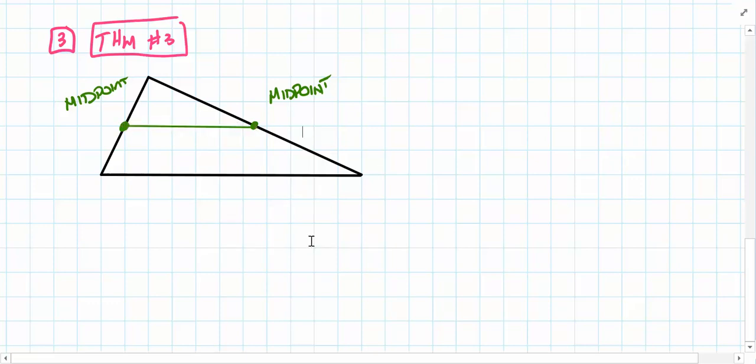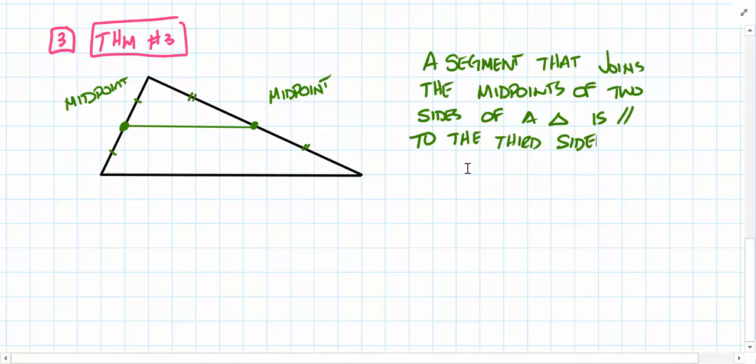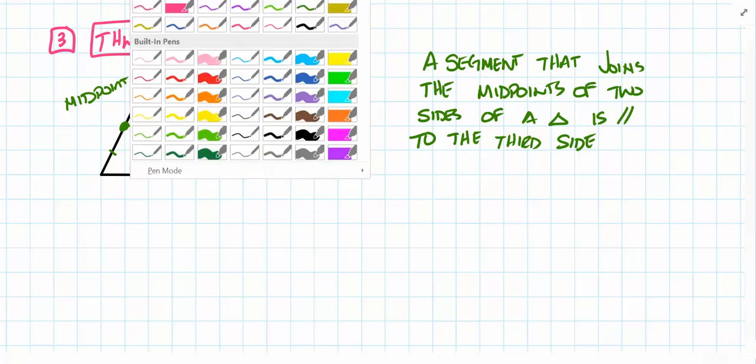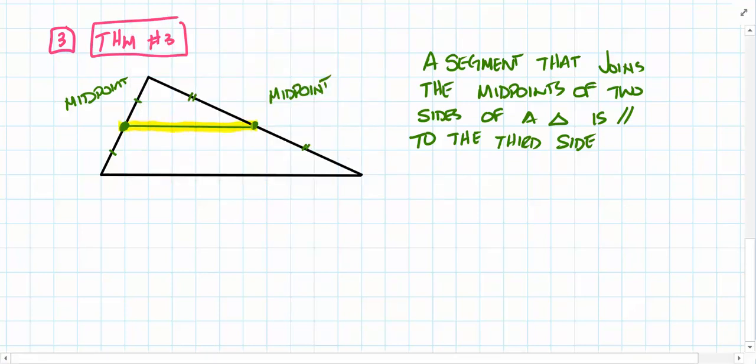So the theorem says this. A segment that joins the two midpoints of two sides of a triangle, so the segment I'm talking about is this highlighted segment here, is guaranteed to be parallel to the third side. And the third side is down below. Now you get an extra bonus with this particular theorem. This segment here, I'll do this in red, the length of this one is exactly half the length of that one. You get a bonus.